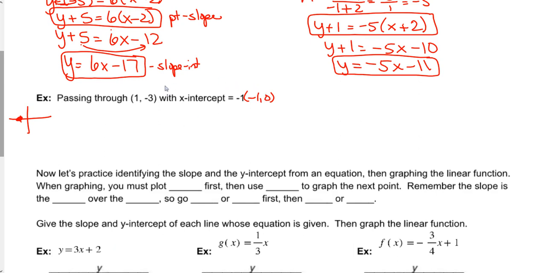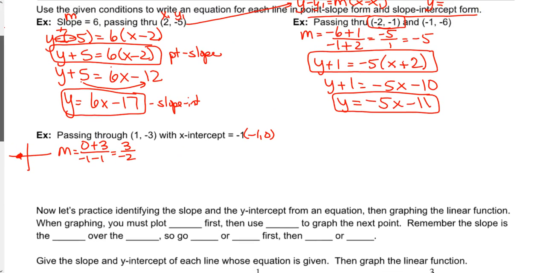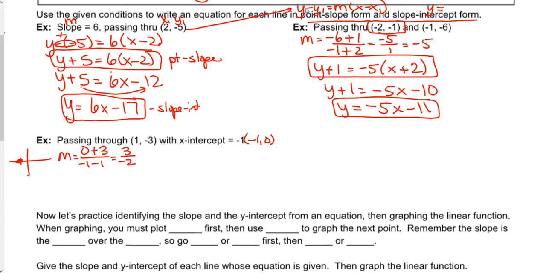Okay, so let's find our slope. Let's go y minus y. So let's go 0 minus a -3 becomes a +3, all over -1 minus 1. So the top is 3, the bottom is -2. Nasty little fraction, but that's okay. I'm then going to be able to put it into my point slope form, which is right up there.